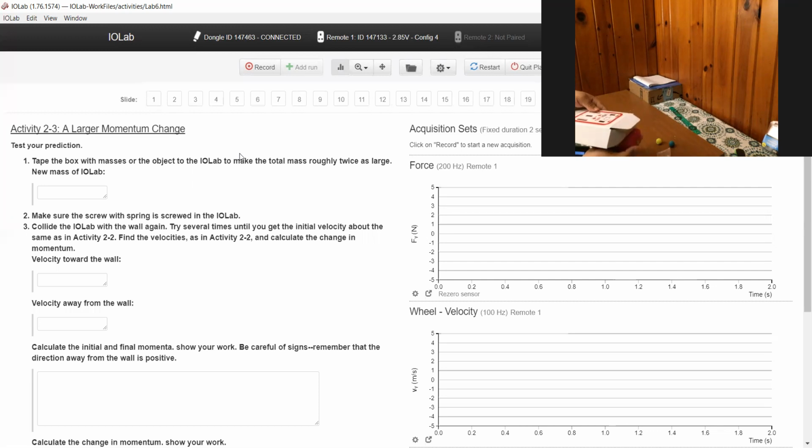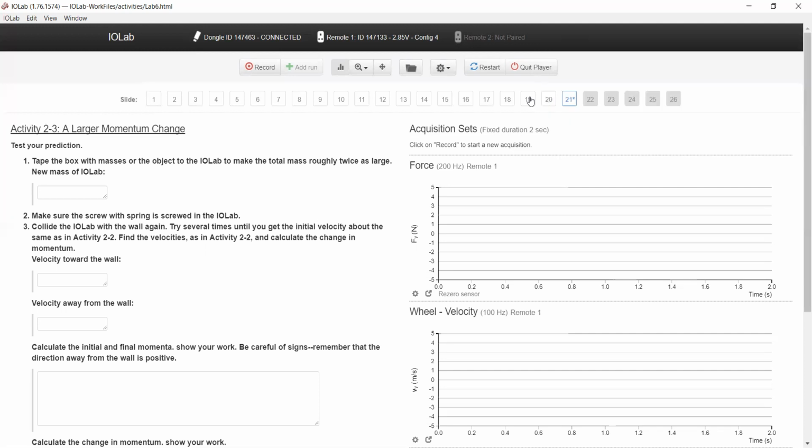On the top, screw it, so that while pushing it the spring can hit the screw wall. With that, calculate again with the wall several times until you get the initial velocity about the same as in activity 2.2. Then the final velocity. We have to be careful. What they are trying to say is that while pushing you can change the force with which you push.